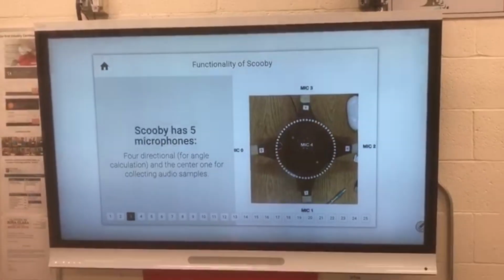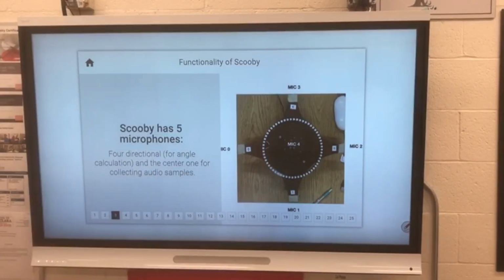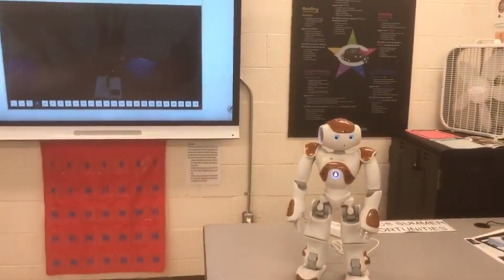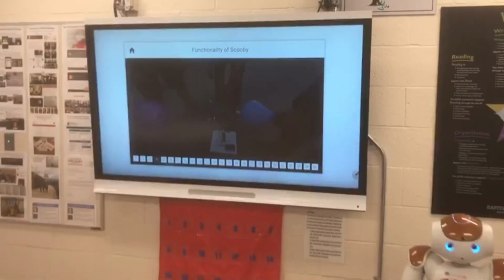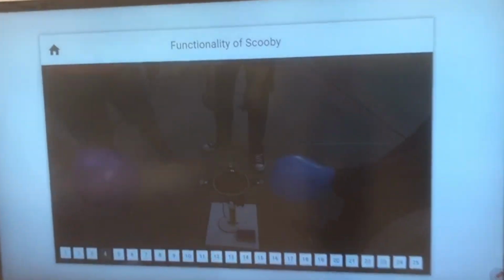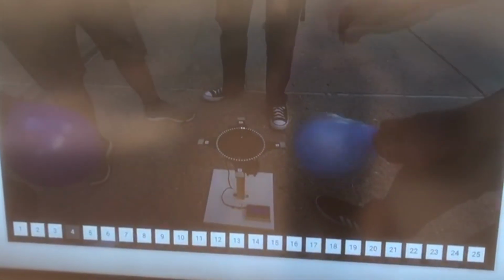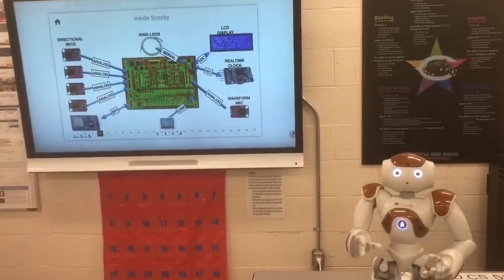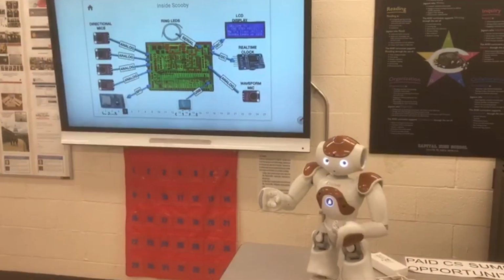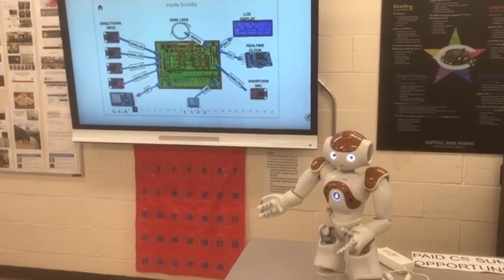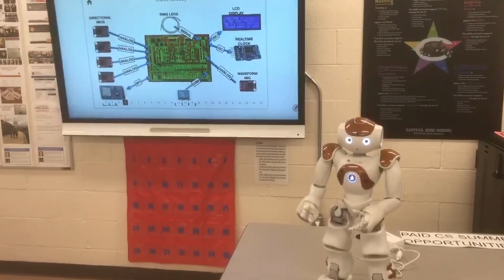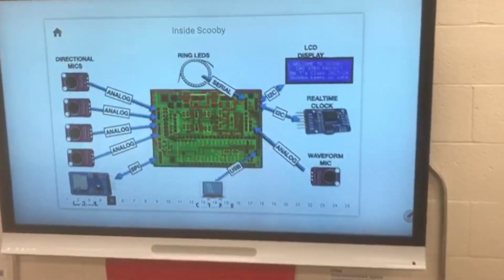Scooby has 5 microphones, 4 directional for angle calculation and the center one for collecting audio samples. Both Scooby's peripherals and microcontroller are attached to the electric circuit board, which students designed from scratch with their mentor. As you can see, there are 4 analog directional microphones and 1 analog microphone that collects waveform samples.